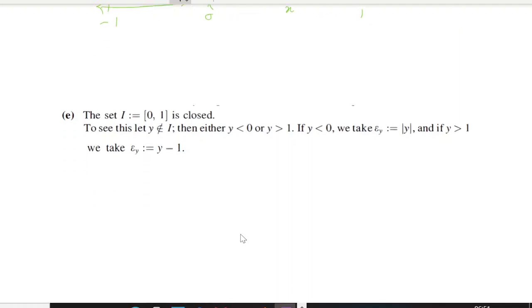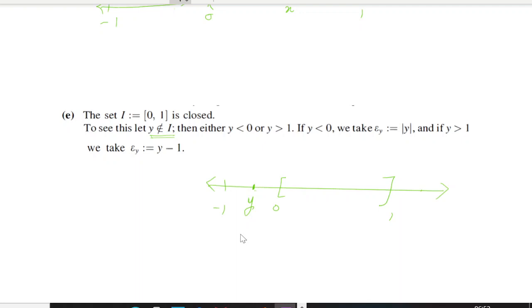Next, I equal to the closed interval [0, 1] is closed. We want to prove that this is closed. How to prove? We should take a point outside your I. This is the real line, and my point is 0. This is 1. Here is minus 1. So take a point y not in I. This is my point y, which does not belong to this set. That means y can lie on this side or this side.